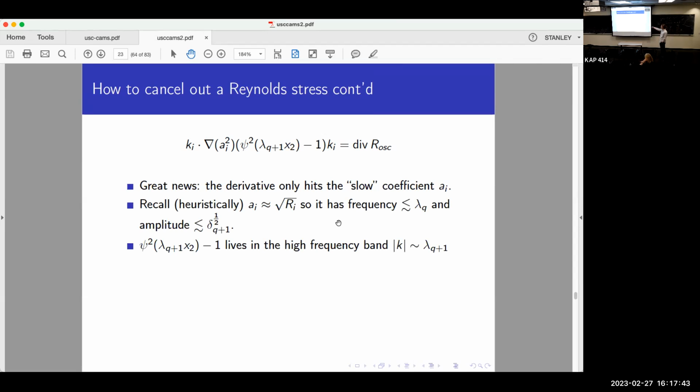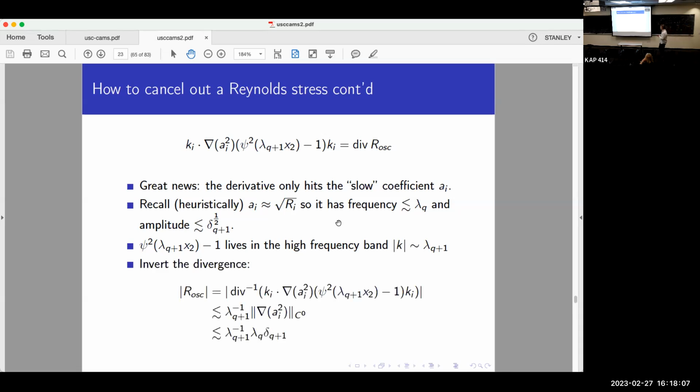Just to say that, well, this part, like I mentioned, has zero average and it's oscillating very fast. So if you integrate this thing, which lives in this high frequency band, if you invert the divergence, you're going to gain a factor of 1 over that high frequency. It's like if you integrate a sine of lambda x on the torus, you get something of size 1 over lambda because you're integrating something that's very fast. And so you end up with this very helpful factor of 1 over lambda q plus 1. So this error term as a result will have this size.